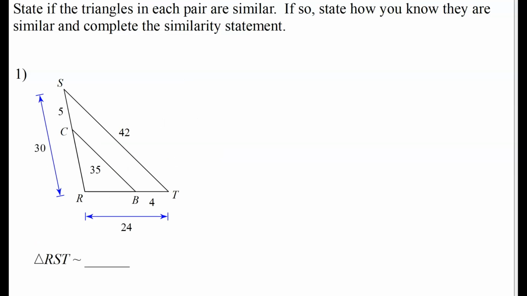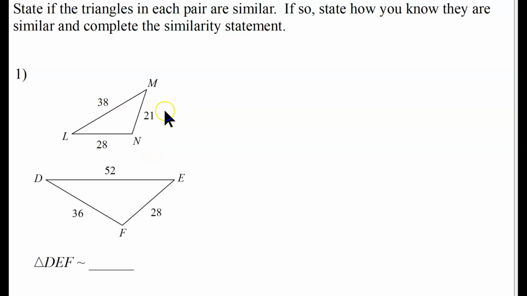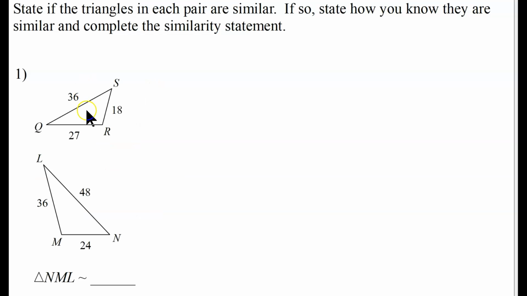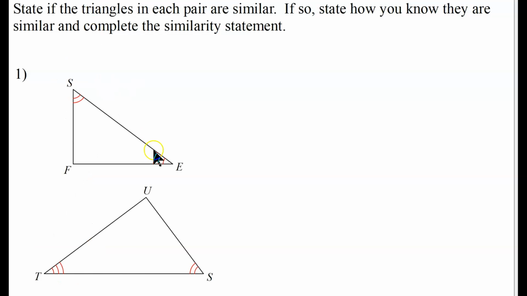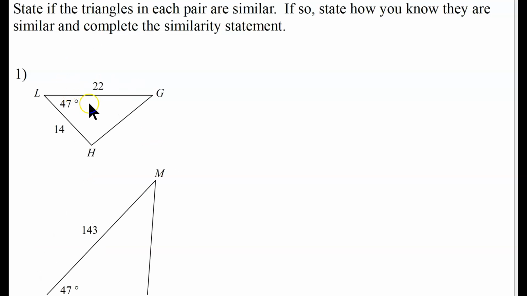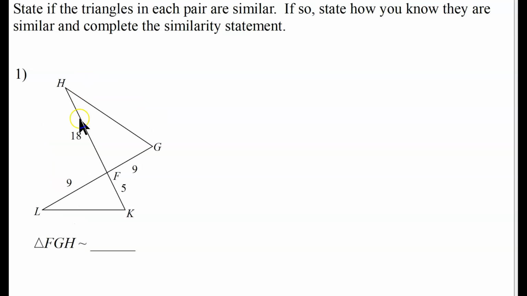That's AA. This one, they give us 3 sides of the triangle, SSS. If they give us an angle, angle, this is going to be AA. Angle, angle. SAS. 3 sides, SSS. So now we know what we're looking for.